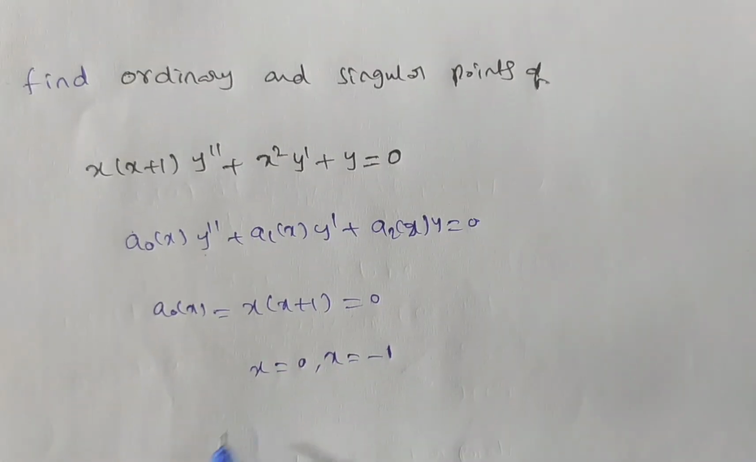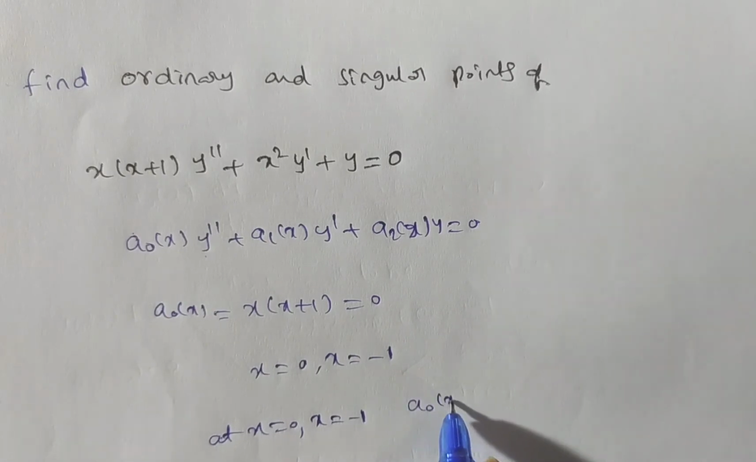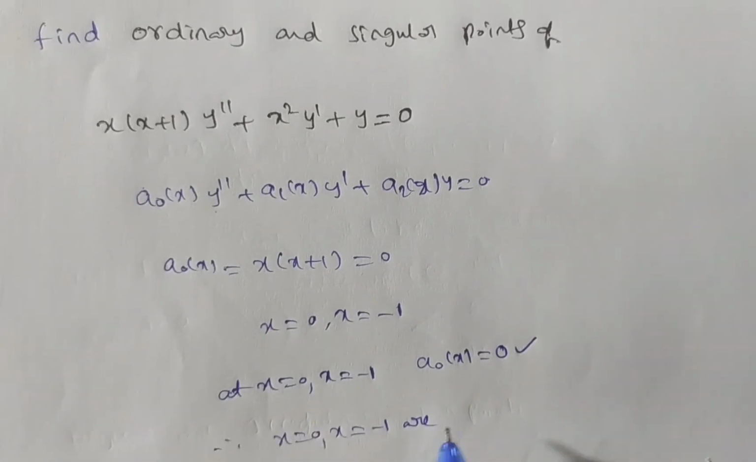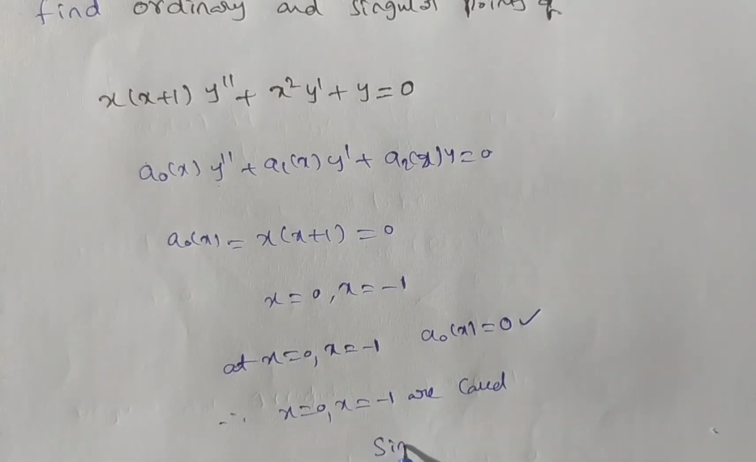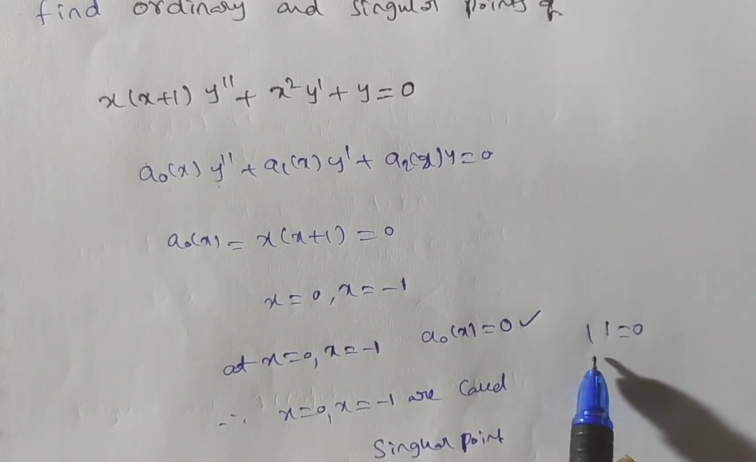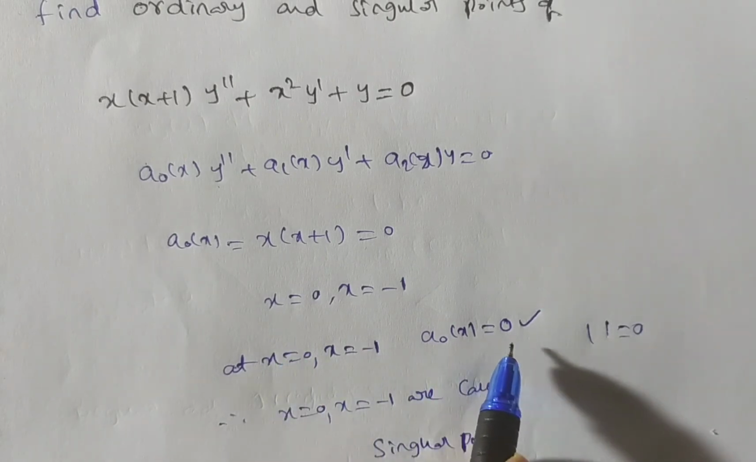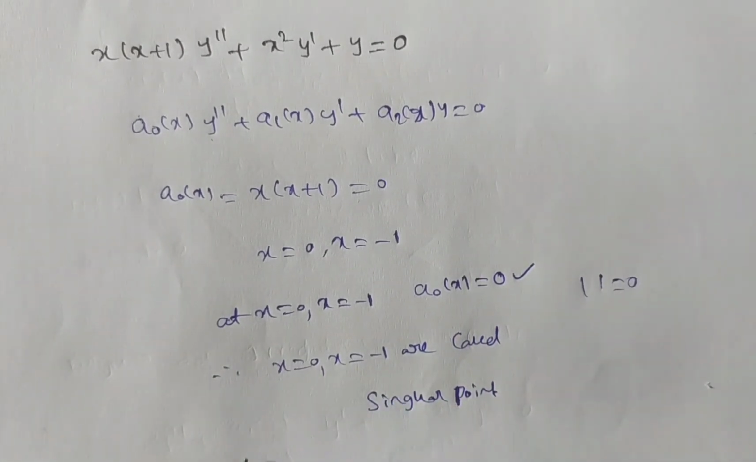So at x is equal to 0 and x is equal to minus 1 you are getting a naught of x equal to 0. Therefore x is equal to 0 and x is equal to minus 1 are called which points, ordinary points or singular points? Singular points. Remember, if the determinant is equal to 0, then that matrix is called a singular matrix. Similarly here, whenever a naught of x naught is equal to 0, that point is said to be a singular point.